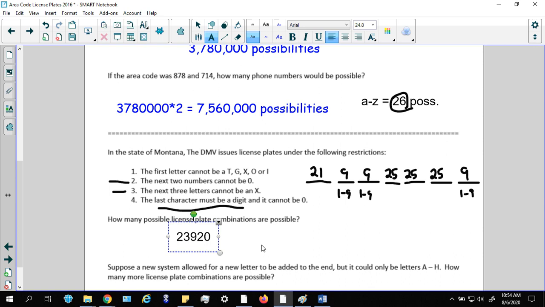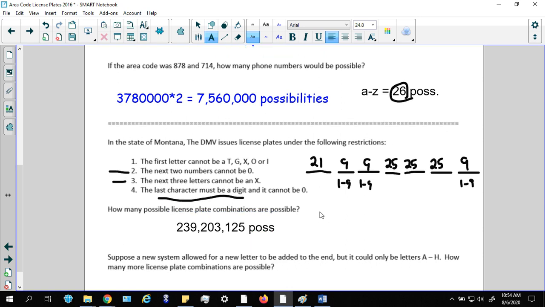All right, comma. Oh, we're still in the millions. So 239,203,125 possibilities. That means you can make all those different license plates with that combination, so everybody would have a different one.